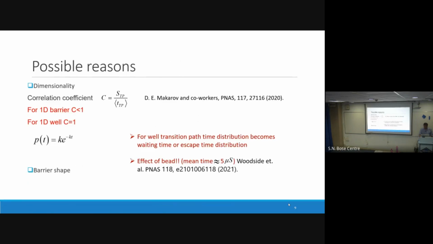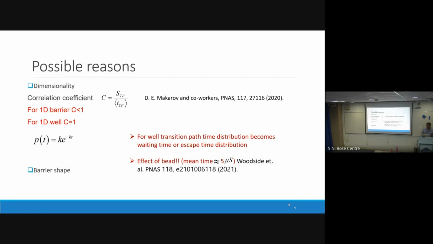Okay, the next reason could be dimensionality, because many people think that protein folding or unfolding is a multi-dimensional problem. If there is another dimension available, the molecule can stay in that other dimension for some time, and that's why you are getting a longer time tail. That could be another explanation.